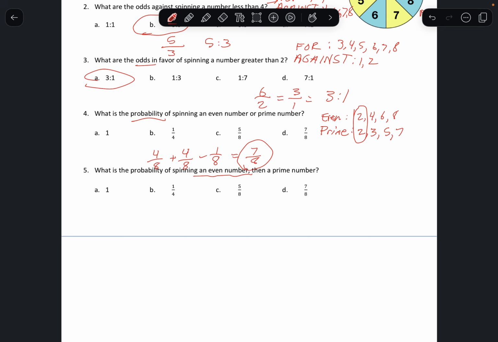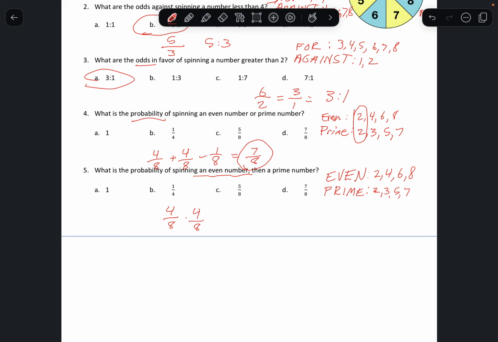So we're doing favorable over total. In this case, if I want an even number, the options there are 2, 4, 6, 8. Then a prime number. Actually, this is the same list as we had last time: 2, 3, 5, 7. Then the even options would be 4 out of 8 multiplied by the prime options, which would also be 4 out of 8.